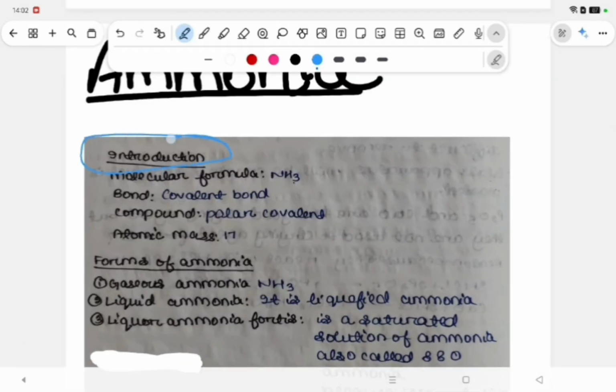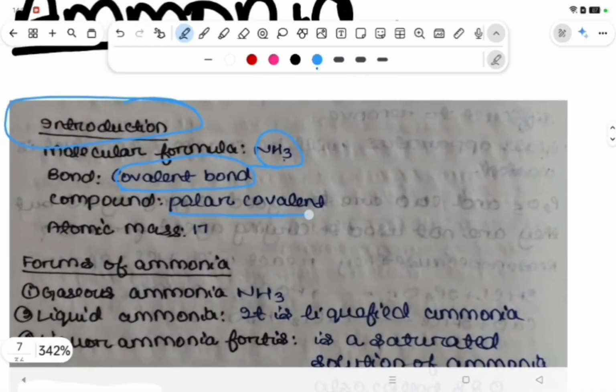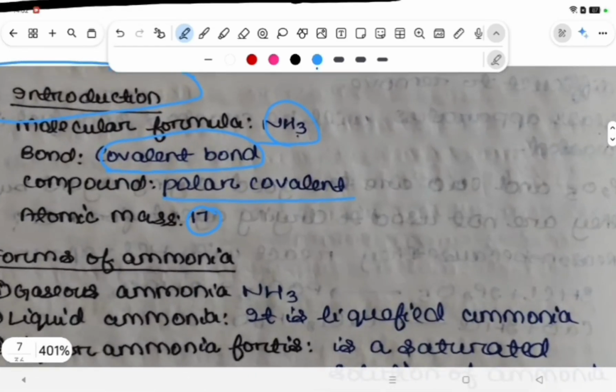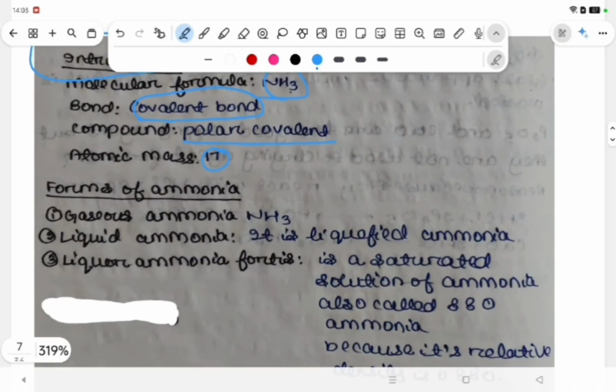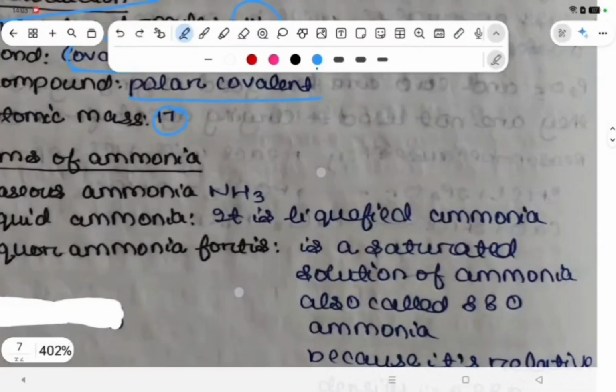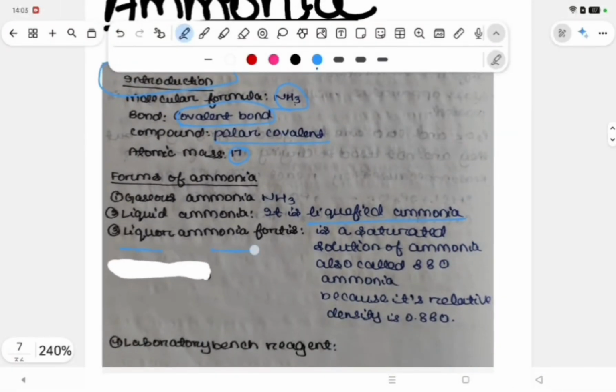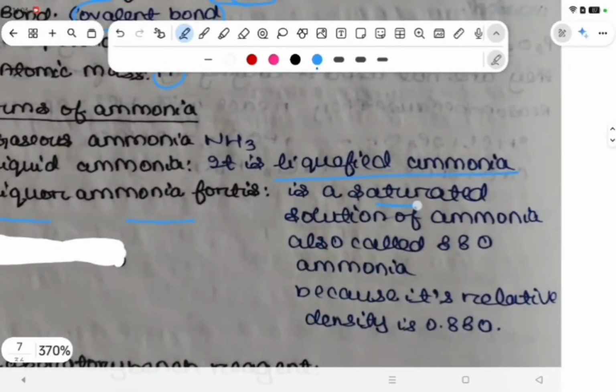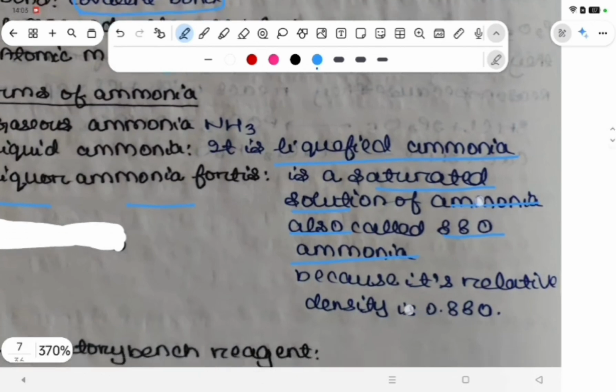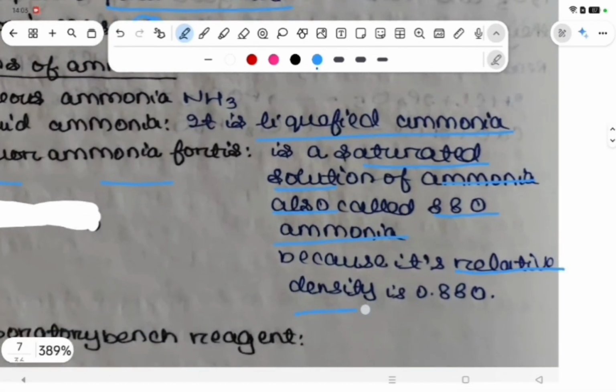Introduction. Molecular formula NH3. Bond: covalent bond. Compound: polar covalent. Atomic mass 17. Forms of ammonia: gaseous ammonia, NH3. Liquid ammonia, which is liquefied ammonia. Liquor ammonia is a saturated solution of ammonia, also called 880 ammonia because its relative density is 0.880.